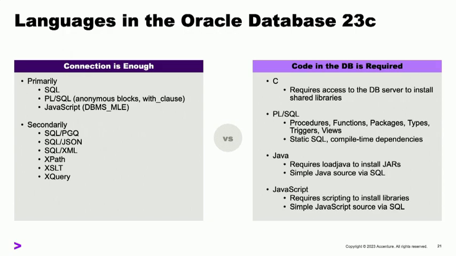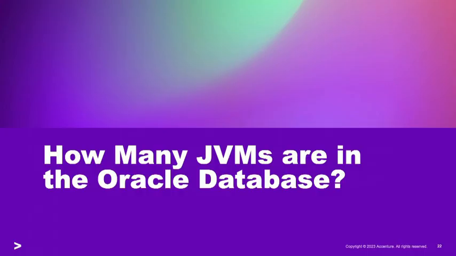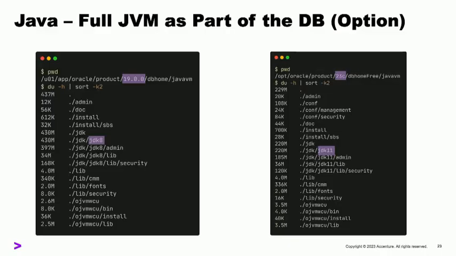Powered by GraalVM. Maybe you ask the question right now, how many JVMs do we have in the database? That would be a good question. The first one depends on whether you install the Java option. That's an option. You can deinstall it. Depending on the version, you have JDK 8 or JDK 11 right now in 23c. That's the one thing. You have it or you have not.